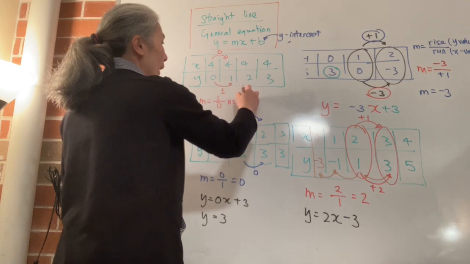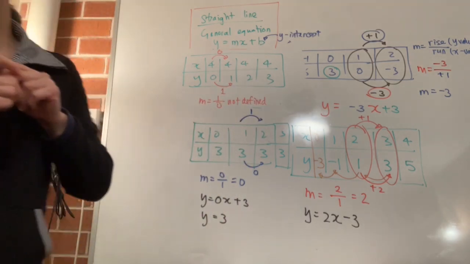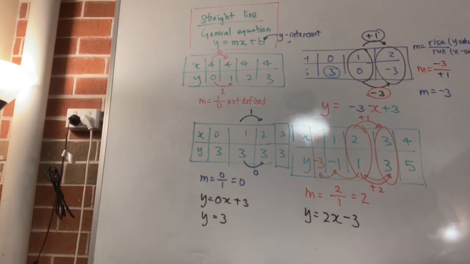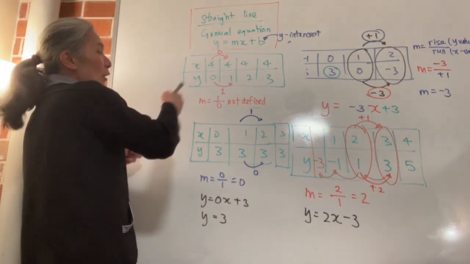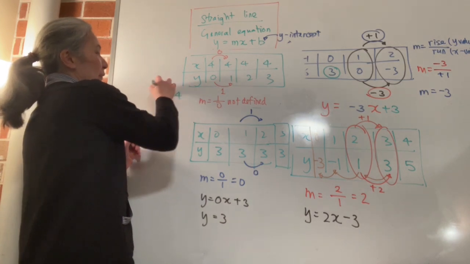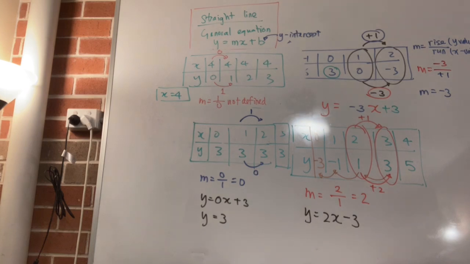This is not defined, right? You can't find the answer. There is no answer for it. That's why your gradient is undefined. And where does it cut the y-axis? Does it ever cut the y-axis? No, never. So that means your equation is not going to be y equal to mx plus b, because you just can't have that. Instead of y equal to, it becomes x equal to, because there is no m and no b.